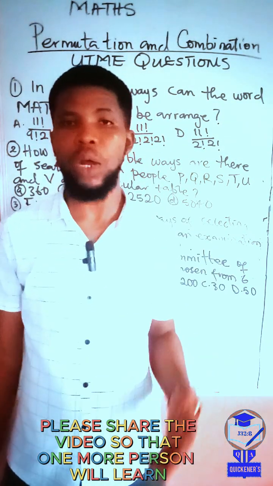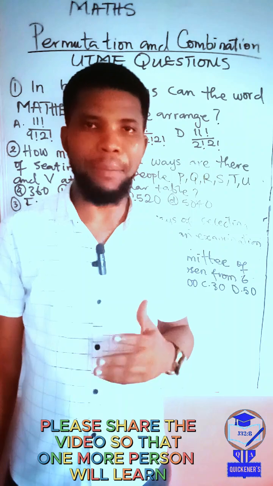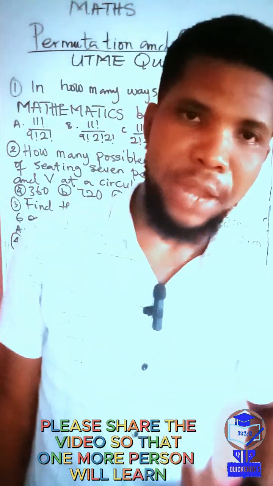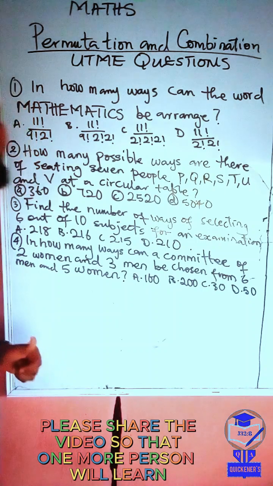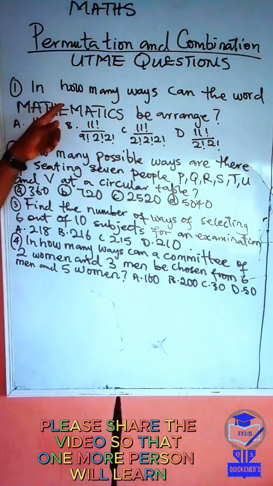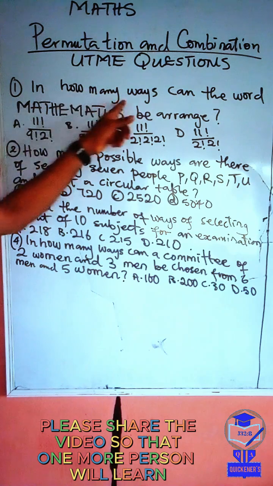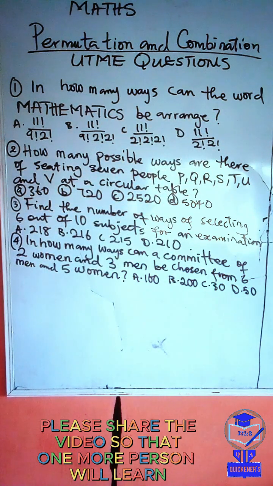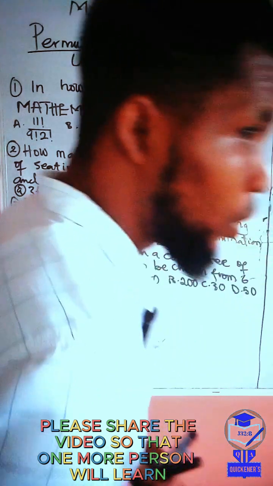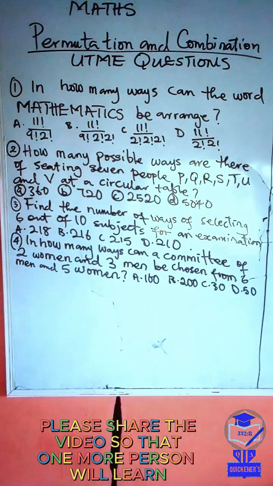We are still solving questions on permutation and combination. This is Mr. Brain. I hope you can see the question behind me. The first question here is: in how many ways can the word mathematics be arranged? This is permutation and combination, right? So, in how many ways can the word mathematics be arranged?